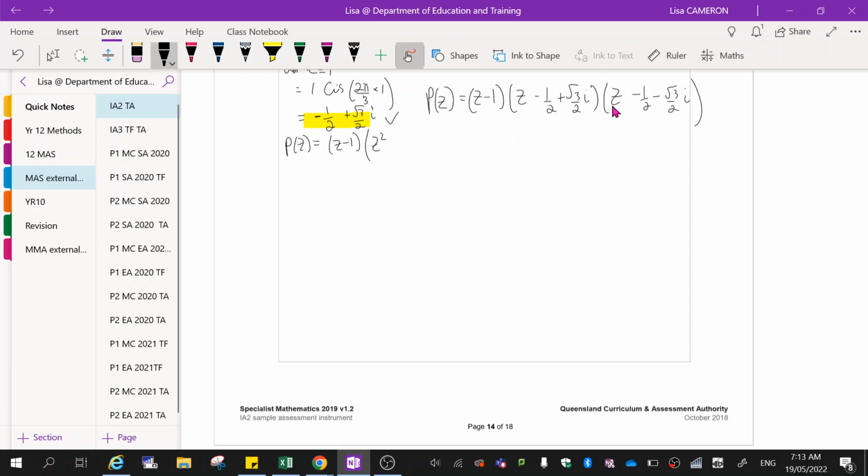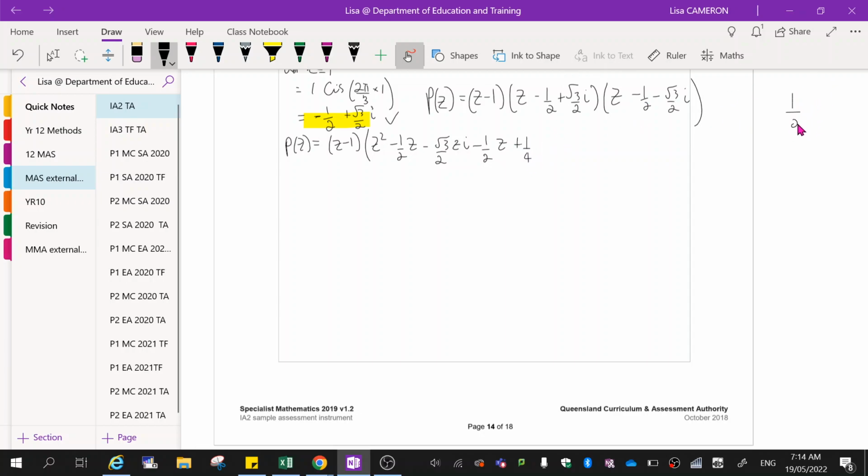This term multiplied by that term makes that. This term multiplied by that term makes minus a half z. Z times this makes minus root 3 on 2 zi. It's important to take your time with this because otherwise you'll make a mistake here and it'll carry forward and it'll take you forever. So this one times that one, minus a half z. This one times that one plus a quarter.